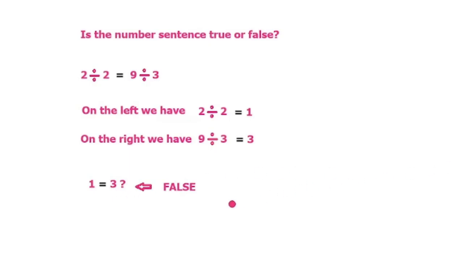No, that's false. So we know that 1 does not equal 3. So that means this sentence, this division sentence, is false. And that's how you do that problem. Not very difficult.